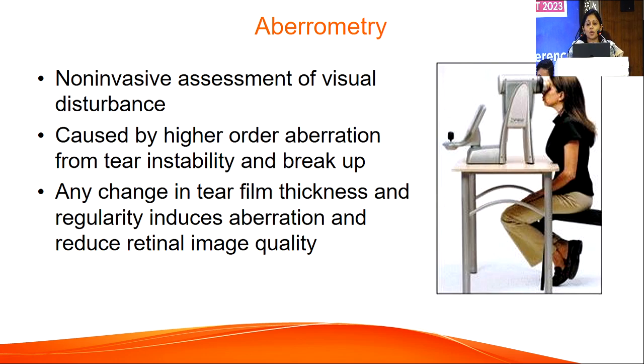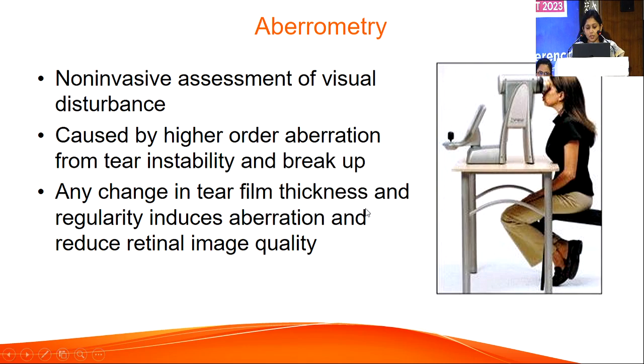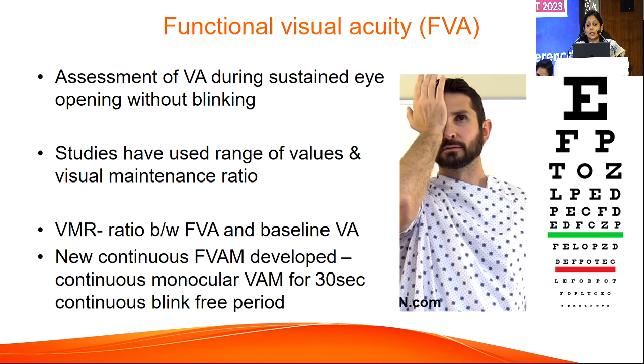Aberrometry gives us a non-invasive assessment of the visual disturbance because any amount of tear film instability or breakup induces higher order aberrations, and this gives rise to reduction in visual acuity and reduced retinal image quality. Then comes the functional visual acuity. So it is an assessment of visual acuity in between the blinks. Now a commercially available continuous visual acuity monitor has come, which records the visual acuity over a 30-second period in between the blinks.